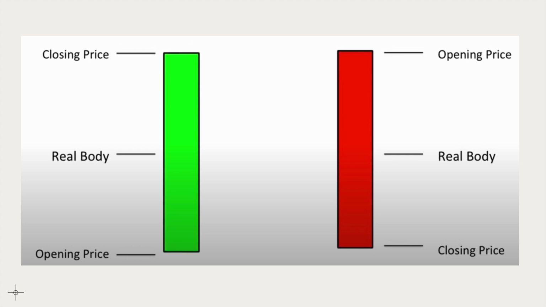Now exactly the opposite is the case for a bearish candle, because when the opening price is higher than the closing price, it will form a bearish candle. In the same example that you see on the screen, it's exactly opposite. So the closing price for a green candle is actually the opening price for a red one, and the opening price for the green is going to be the close for the red. That will pretty much decide which side the stock is going to move.